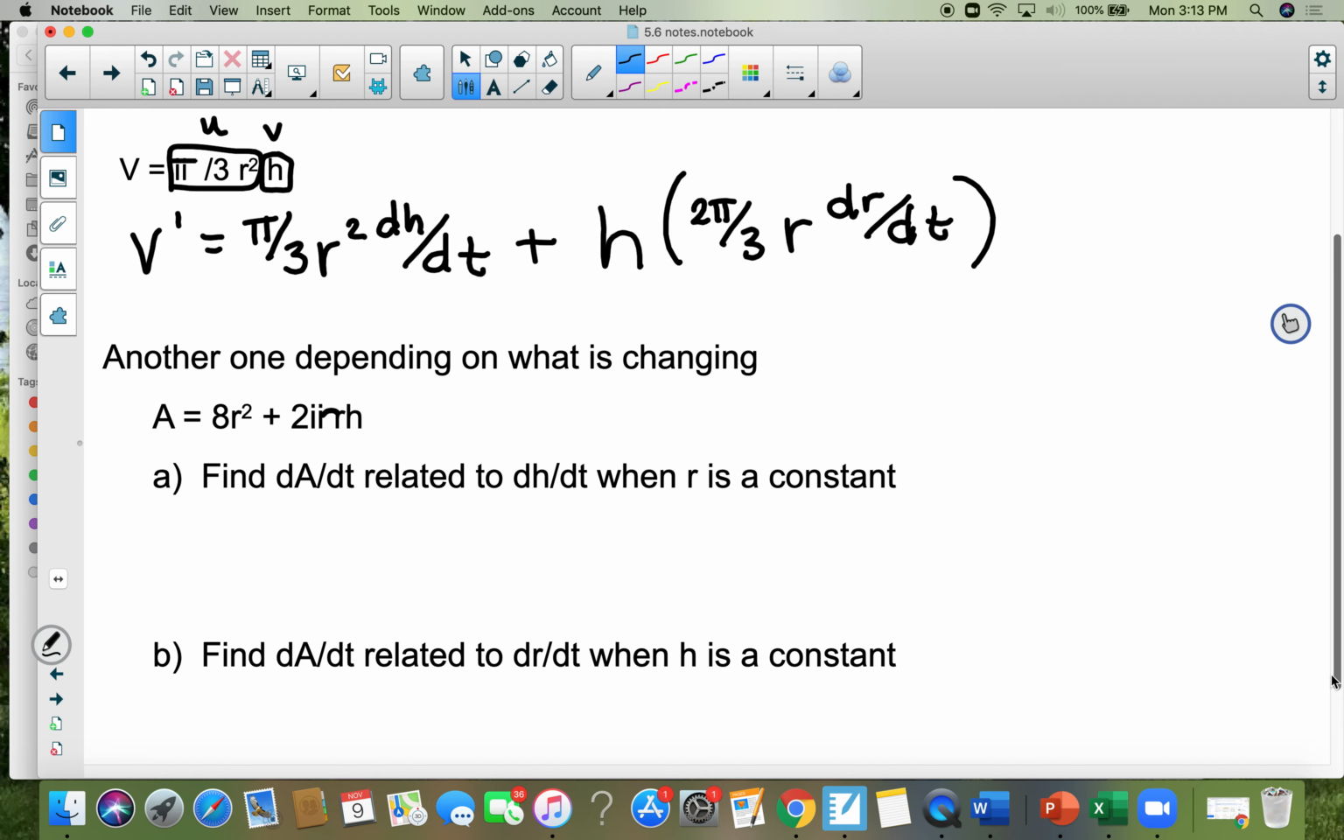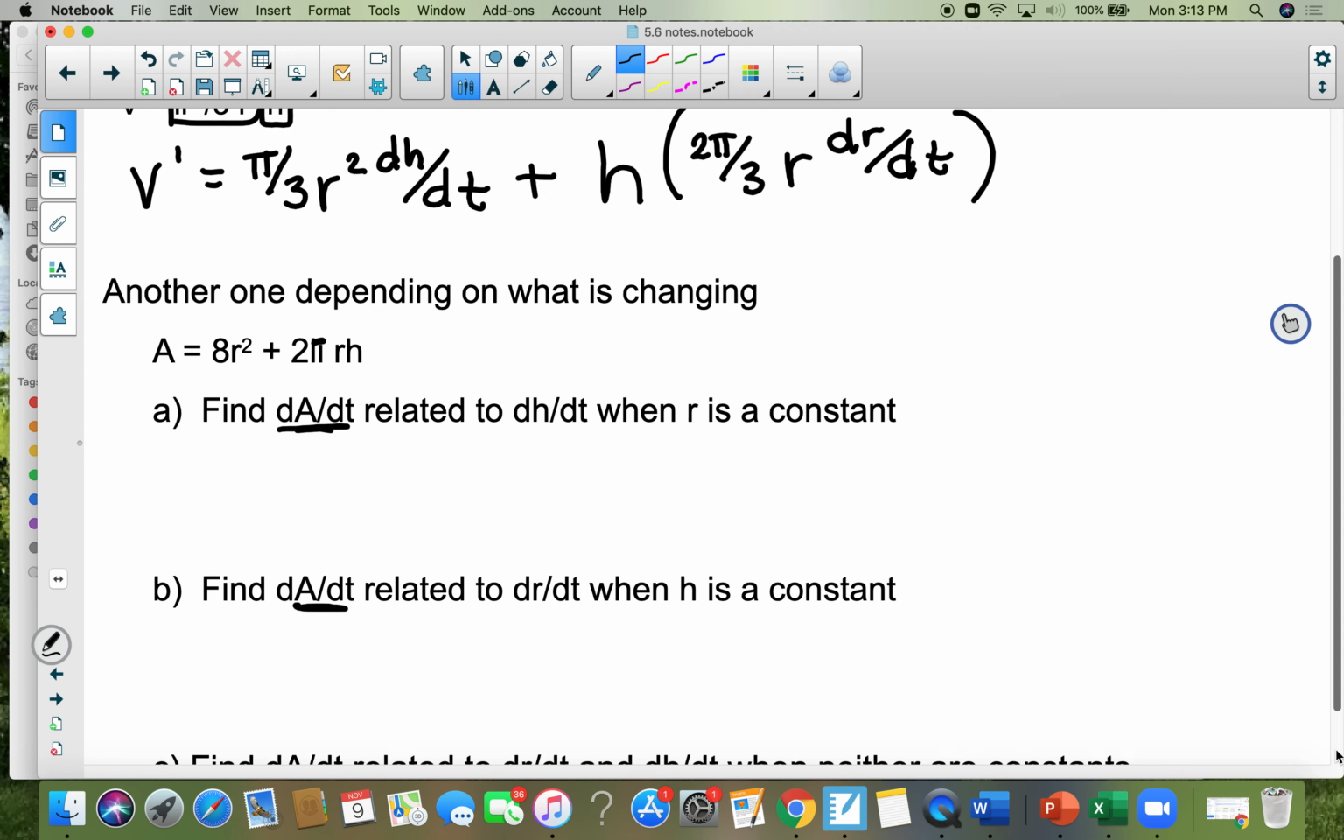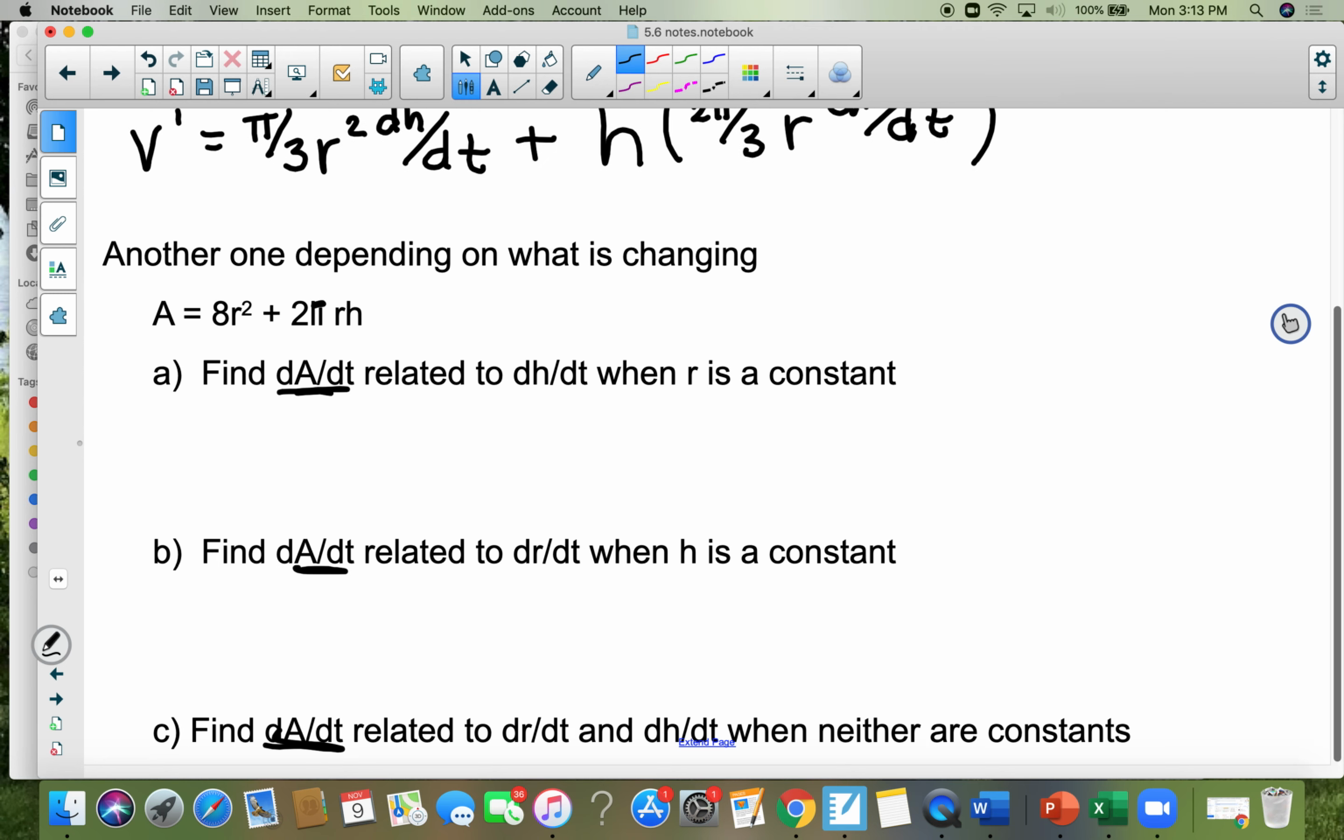This was supposed to be 2 pi rh. Area is equal to 8r squared plus 2 pi rh. So now we're going to go through what's changing and what's not changing. So we're supposed to find dA dt. Do you see that? They're all dA dt. All of them are. And you have to look when r is constant, when h is constant, or when neither of them are constants. How do you go about solving these problems today? So we're going to find dA dt, or a prime, same thing as this.